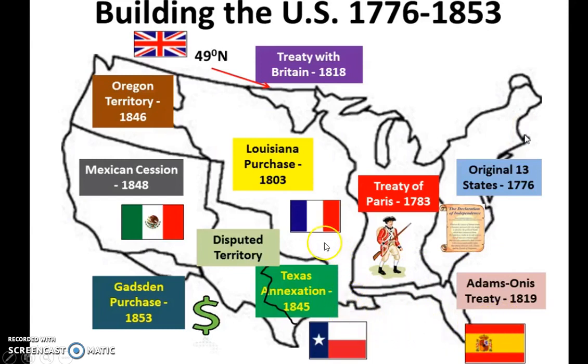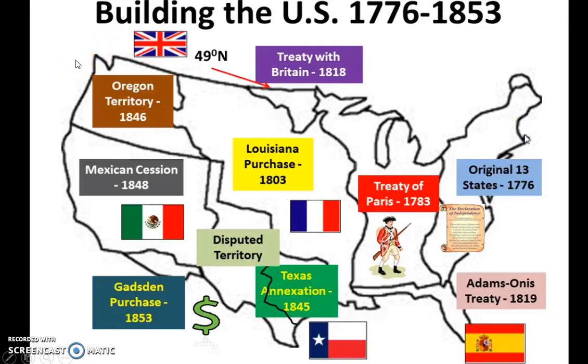Then we get the Texas annexation of 1845, and if you remember from your Texas history last year, that Texas fought for its independence from Mexico and was briefly an independent republic before being annexed by the United States, and that this created a disputed territory between Mexico and the United States, which both countries claimed this land down to the Rio Grande. The next major addition is the Oregon Territory in 1846.